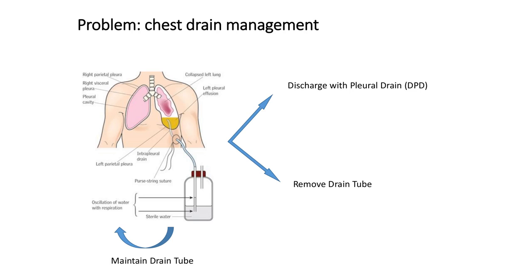So the problem itself is related to chest drain management. This occurs when, for example, people come in for lung surgery, perhaps to remove a tumor. The thoracic surgeon will put in a chest drain device, a tube that goes into their lungs and drains fluid, and is also related to maintaining airflow. So the problem is, when is the right time to remove the drain in the hospital so that the patient can go home?